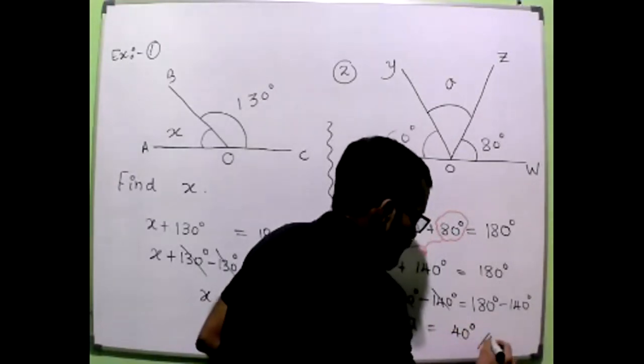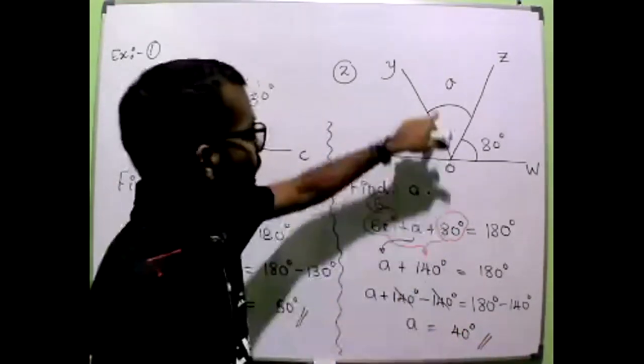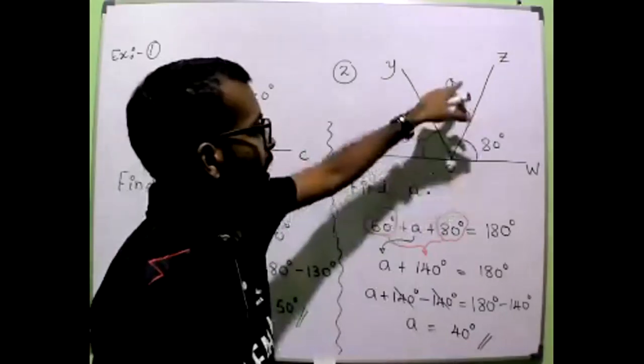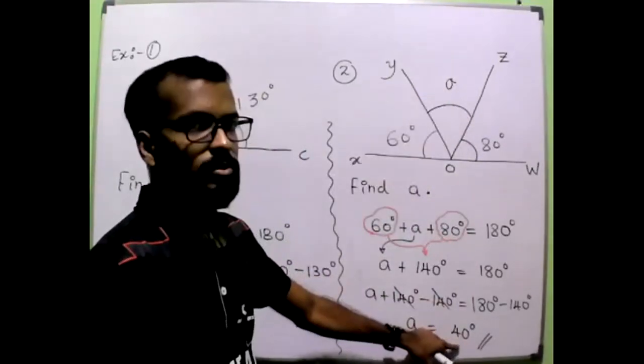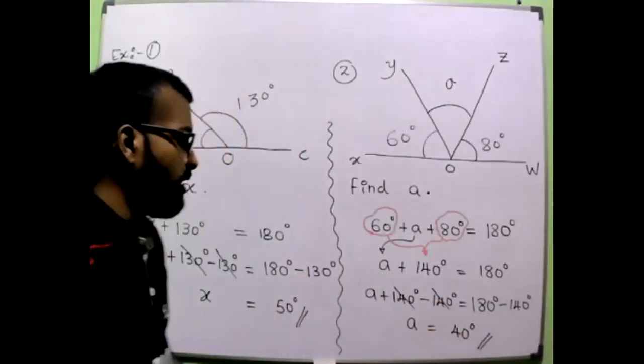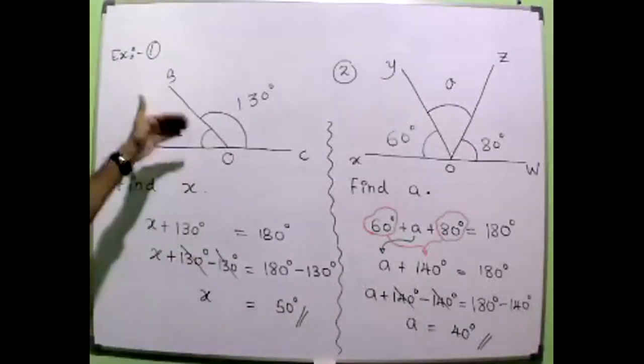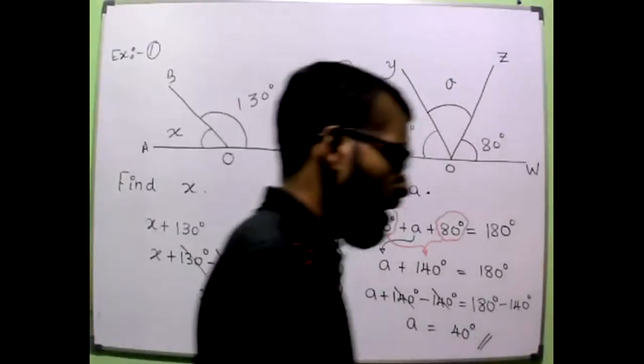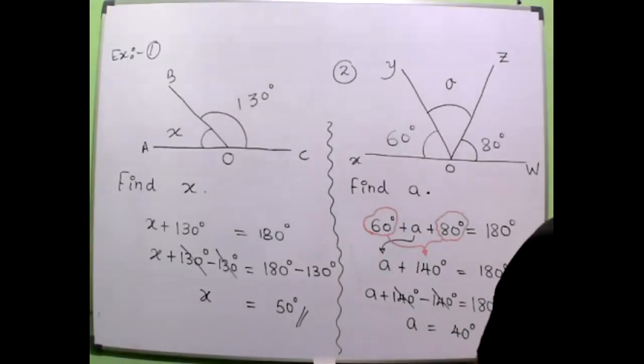So the magnitude of angle a is 40 degrees. Now this is how we are going to find it. Right? So please write this down.